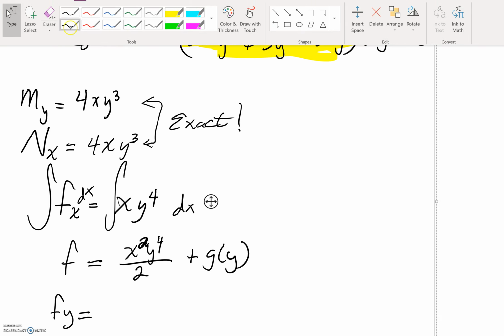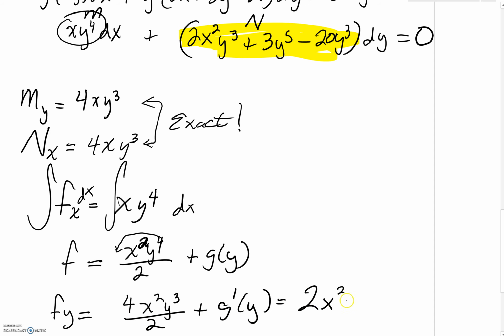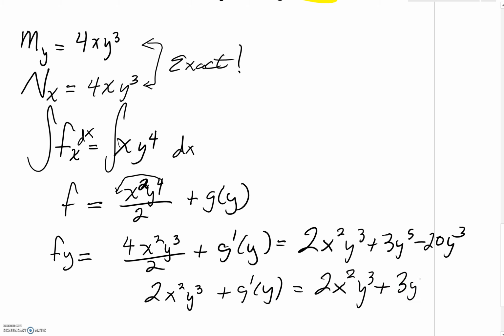So we're going to do that right now. As we take our derivative, bring 4 down, and we'll have y to the third all over 2 plus g prime of y. And we're saying, look, this should equal 2x squared y cubed plus 3y to the fifth minus 20y to the third. And this is just going to become 2x squared y to the third plus g prime of y. And you can see nicely we're going to get a little bit of canceling to occur.